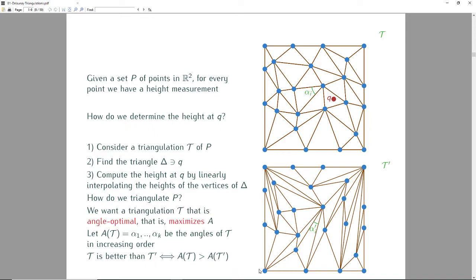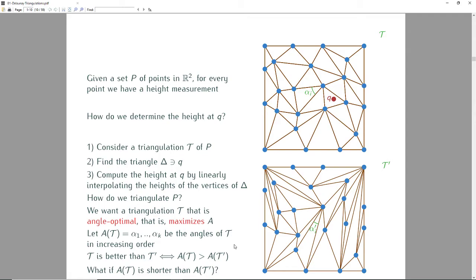We say a triangulation is angle optimal if it's a maximum in this order of sequences. In other words, its smallest angle is the largest, then the second smallest angle is the largest, and so on.